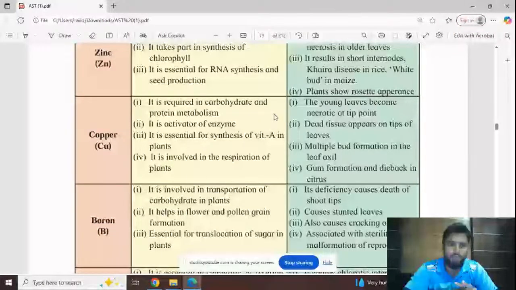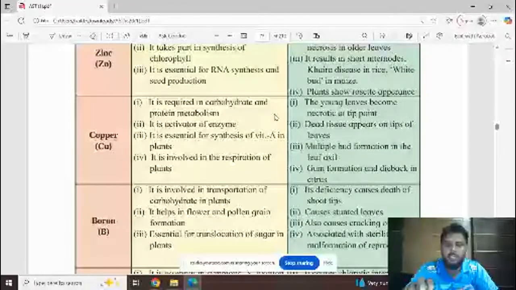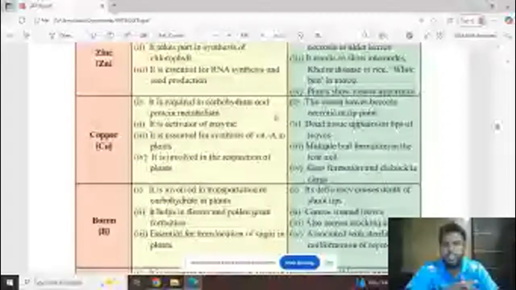If there is deficiency of zinc, there is Khaira disease in rice, or in maize, the disease found is white bud. So these occur on the plants when there is deficiency of zinc.